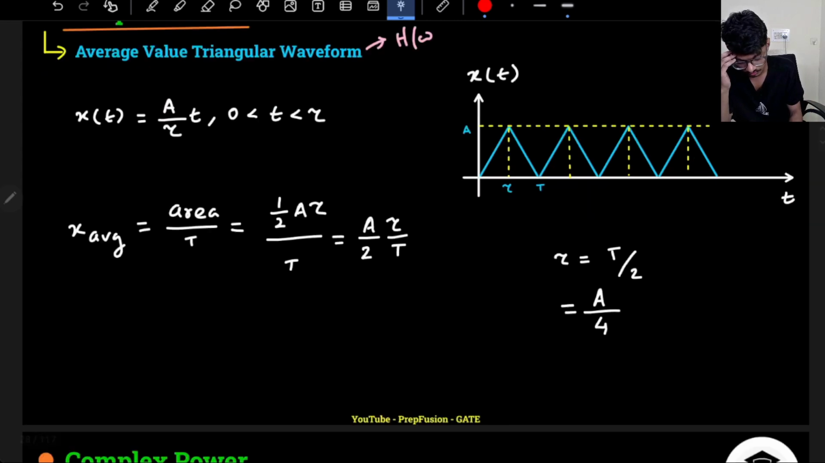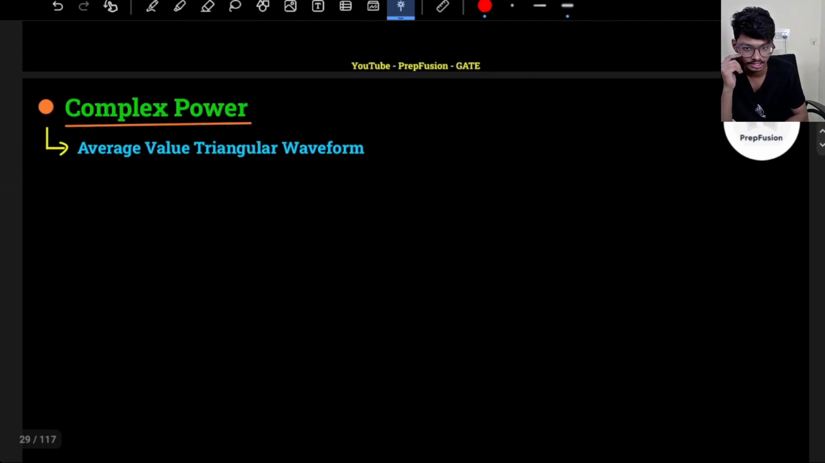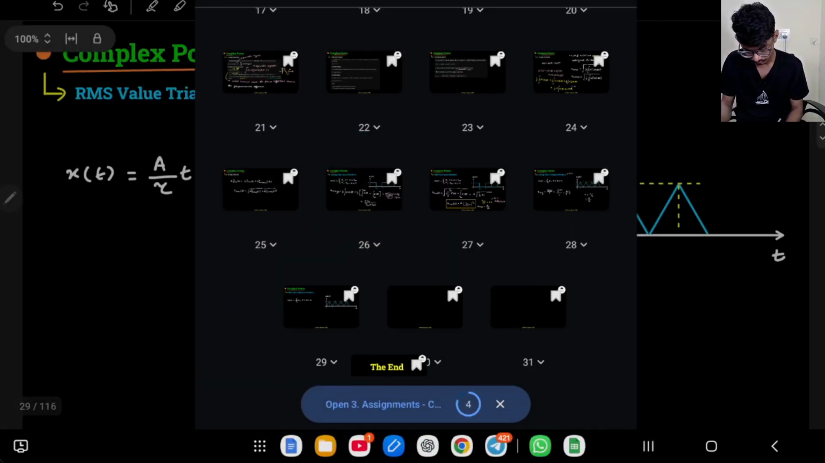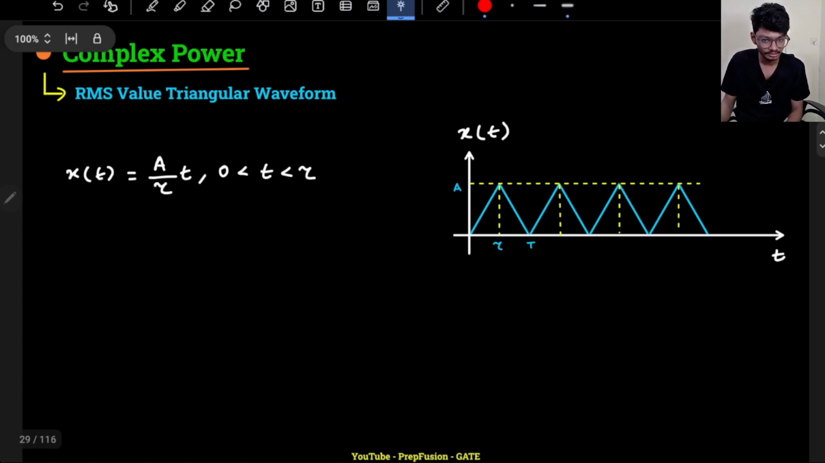Now let's discuss the RMS value. What will happen to the RMS value? For the RMS value, we have to use a bit of formula. So this I can delete. Formula meaning basic integration. We have to do basic integration.